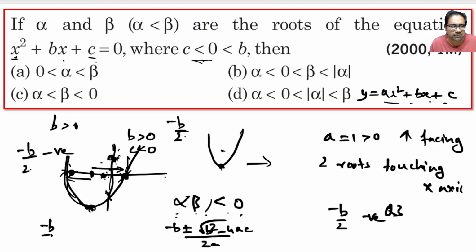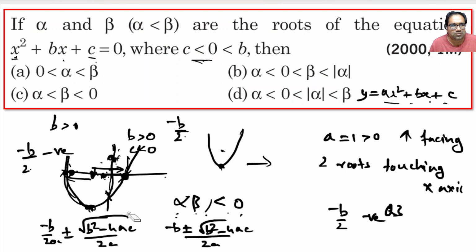What does that mean? Minus b by 2a plus under root b square minus 4ac by 2a is this point, and minus of the same value. This is minus b by 2a, that is this point, plus of this value is this point, minus of this value is this point. So obviously this minus b by 2a is at the midpoint of both the roots.